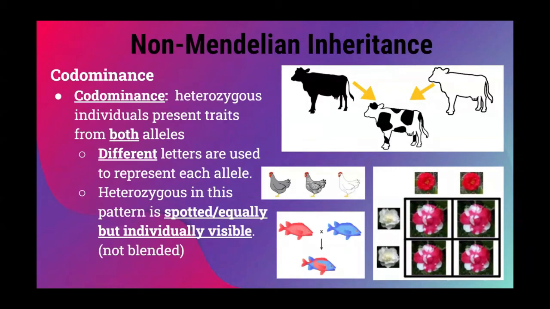Now, one thing that can get confusing is you want to say, oh, well, flowers, I saw flowers that are pink. That means that all flowers exhibit incomplete dominance. Or I see these spotted or splotched flowers. So all flowers are codominant. And that's not the case. You have to take it species by species and example by example to see what kind of pattern that specific organism is going to exhibit.